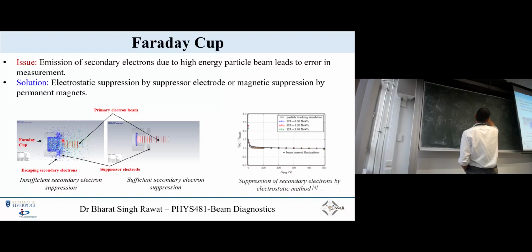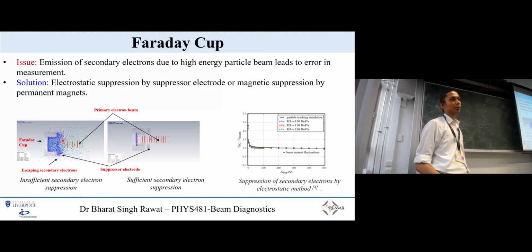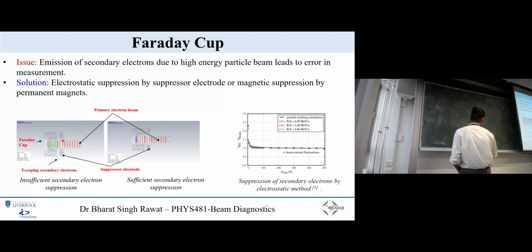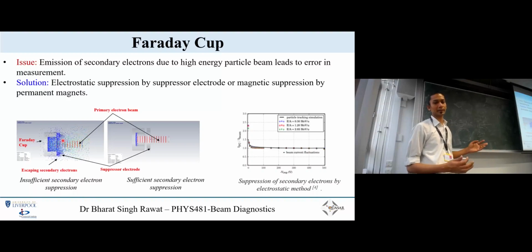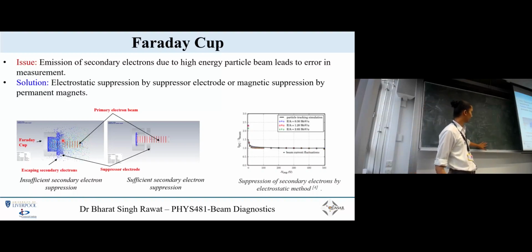Let's say minus 100 volt, because these secondary electrons which are emitted are not of very high energy. The typical distribution peaks at around a few tens of eV. So you may not need very high voltage, but there are some tails of this distribution which can escape and be lost. So if you really want to measure, let's say, nanoampere level of current, you need to apply very high voltage.